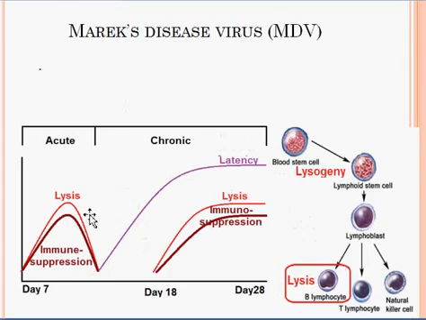Back to our scheme, so we have lysis in the acute phase. Since we have depletion of lymphocytes, we have immune suppression. We have lysis in the chronic phase, which is due to activation of genes. Again, lysis and immune suppression. And now you have to remember that the whole thing is happening here. Latency accumulation happens here, and lysis happens here.